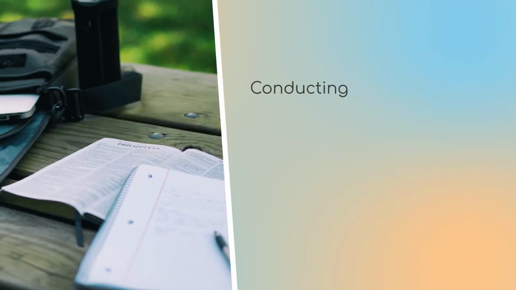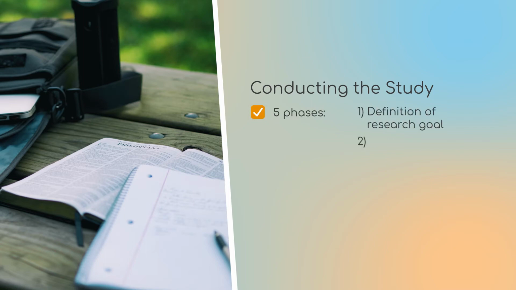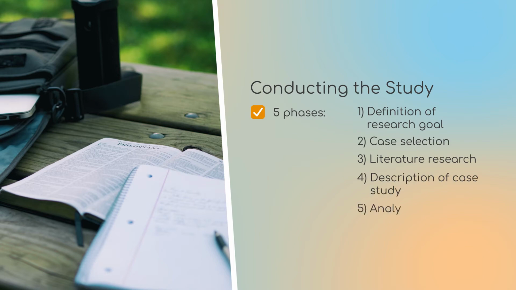With this background knowledge, we can now turn our attention to the process and execution of a case study. Overall, a case study is divided into 5 phases, namely, definition of the research goal, selection of the case, literature research, description of the case study, and analysis and evaluation. Each phase is associated with several work steps.